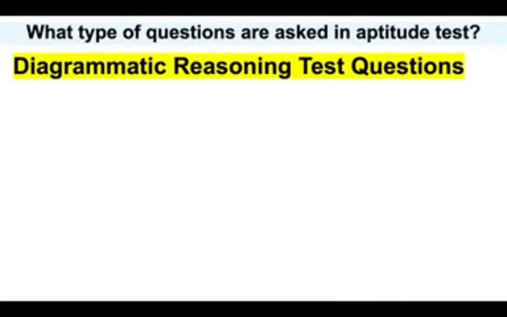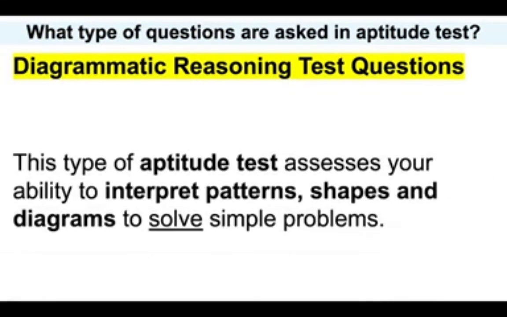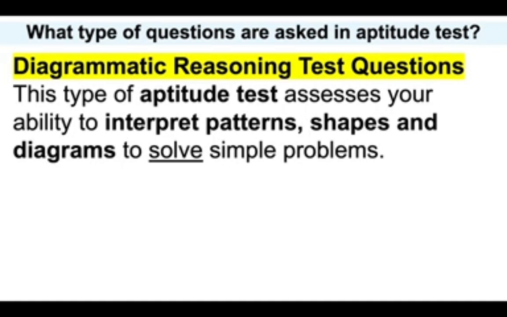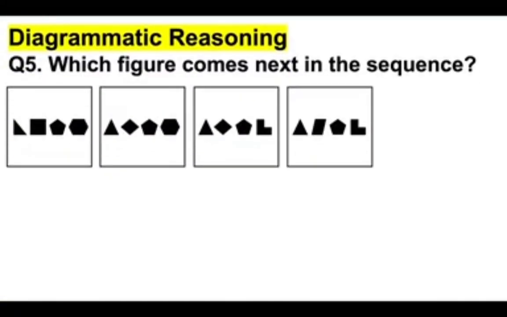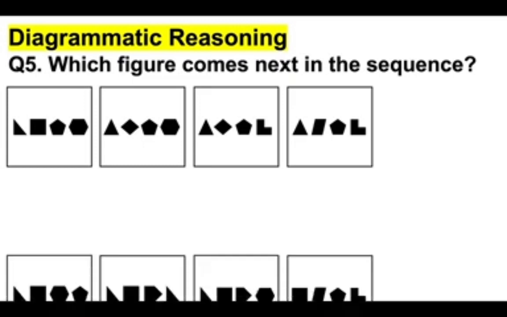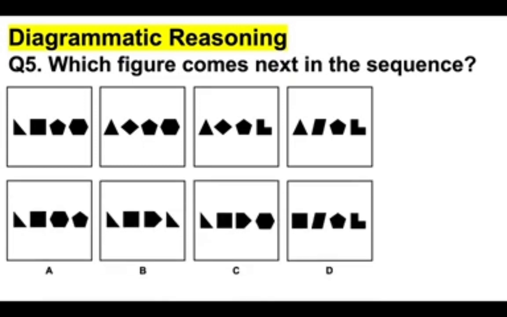The next type of question that's asked during aptitude tests is diagrammatic reasoning test questions. Now, this type of aptitude test assesses your ability to interpret patterns, shapes and diagrams to solve simple problems. Let's take a look at an example aptitude test question that's based on diagrammatic reasoning. Question 5. Which figure comes next in the sequence, A, B, C or D?